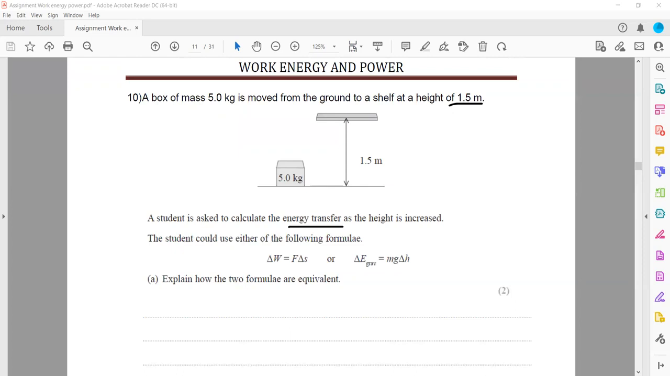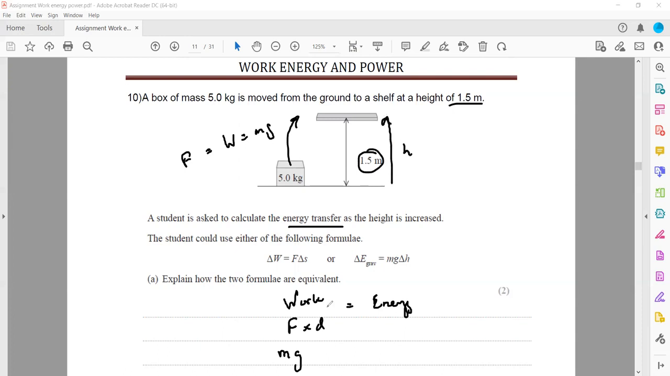Basically, whenever work is done, the energy will transfer or be stored. So work done is equal to energy. What about work done? Work done is force times distance. And whenever we are lifting an object, the force which we need is equal to the weight of the object, and the weight of an object is mass times gravity. So in place of force, we can write mass times gravity. And the distance which we move is h, the height, so mgh. So the work itself is equal to energy, which is mgh.